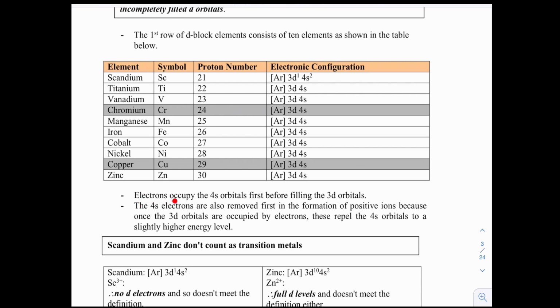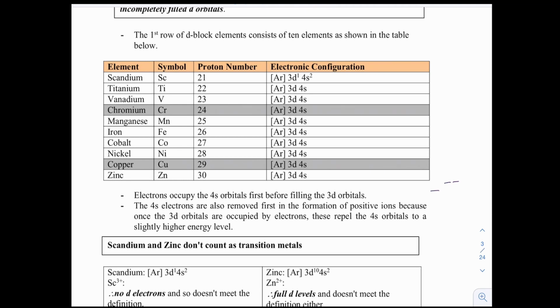Right, electrons occupy the 4s orbital first before filling the 3d orbital. Why is it like that? Because 4s orbital has a lower energy compared to 3d. So therefore, we'll have to fill 4s first, then only 3d. Alright, but when we want to remove the electrons, the 4s electrons are also removed first in the formation of the positive ion, because once the 3d orbitals are occupied by electrons, this will repel the 4s orbital to a slightly higher energy level. Now let's recap on this.